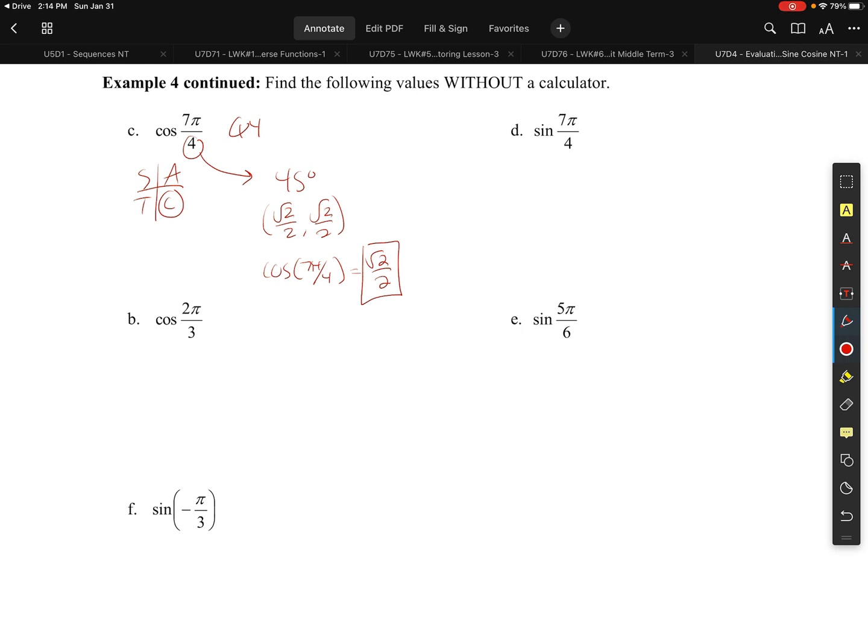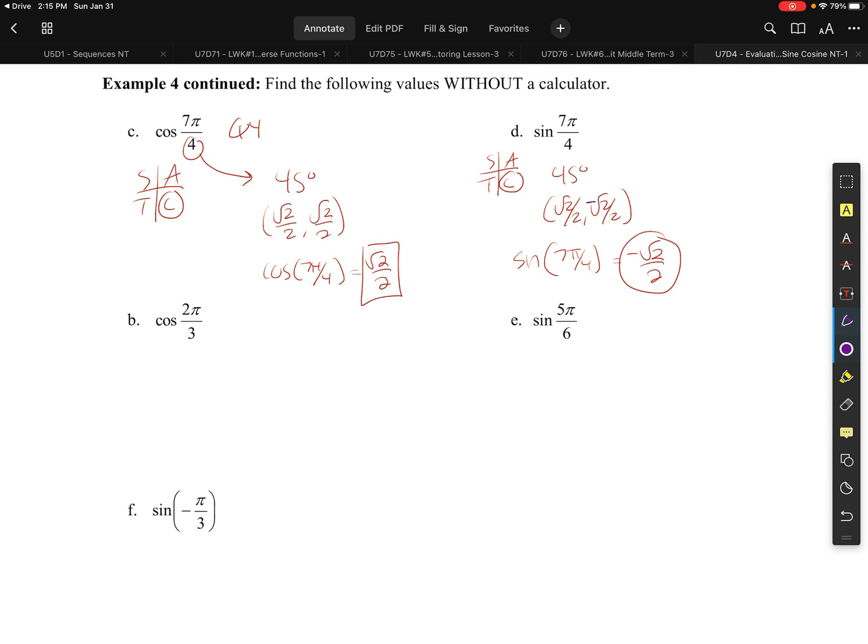While on the other hand, same idea, ASTC, I'm in quadrant 4. My reference angle is 45 degrees. My point's rad 2 over 2, comma, rad 2 over 2. But in this quadrant here, sine is negative. So sine of 7 pi over 4 gives us negative rad 2 over 2. Now if it helps, also thinking about the work here, quadrant 4, understanding this is negative, this is negative. So you could label the point with a positive and negative so you don't have to necessarily always focus on it.